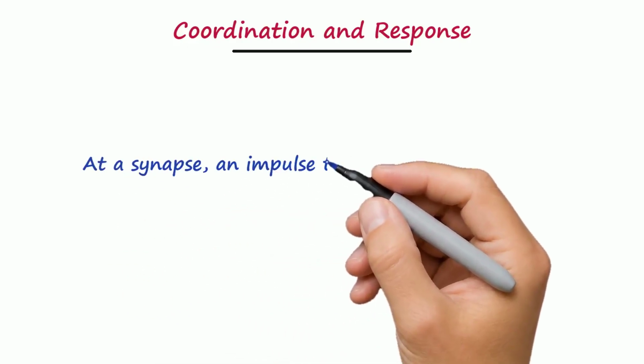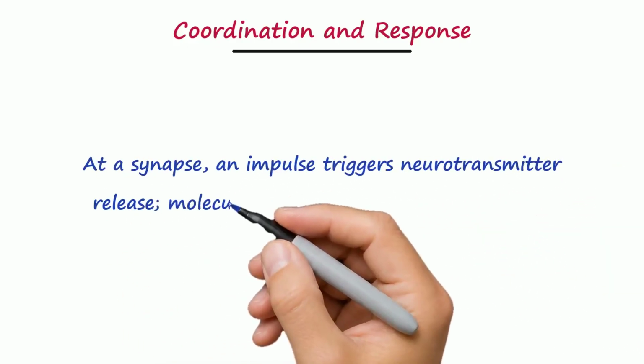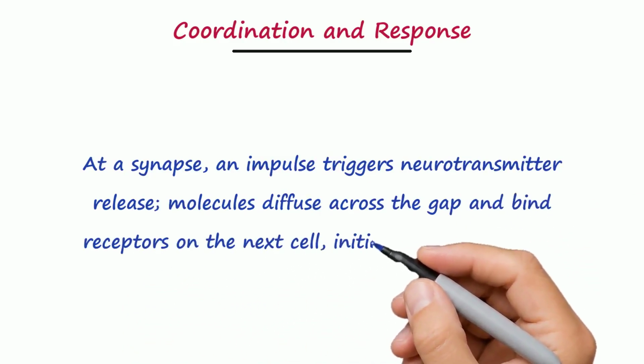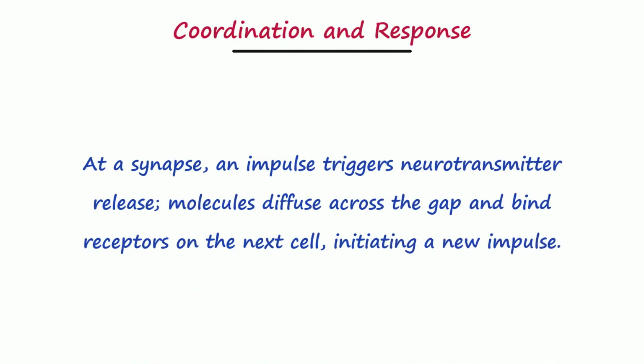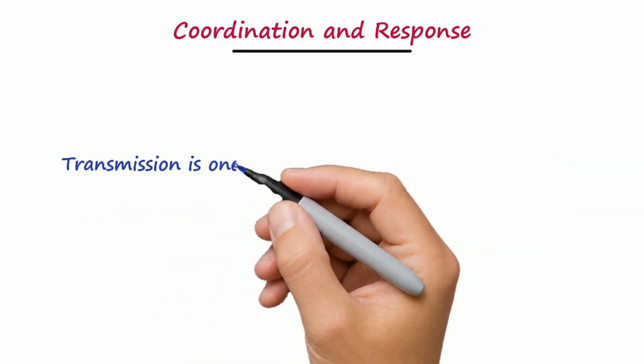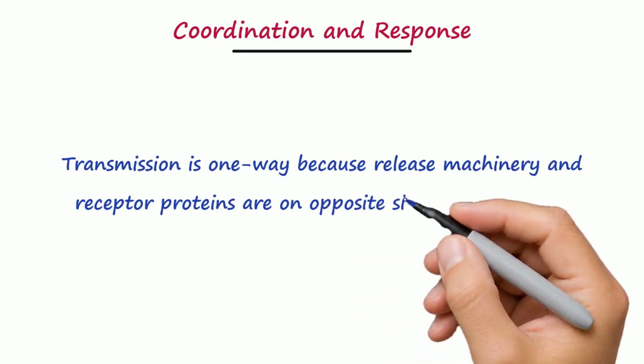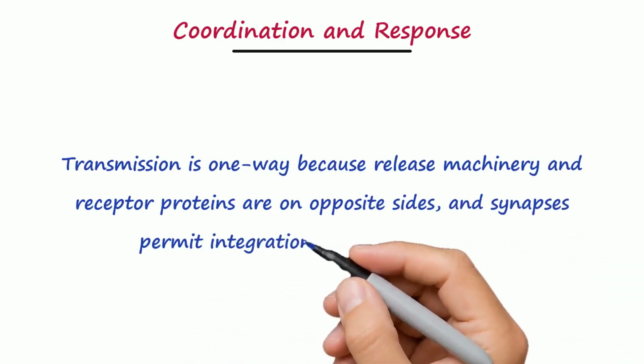At a synapse, an impulse triggers neurotransmitter release. Molecules diffuse across the gap and bind receptors on the next cell, initiating a new impulse. Transmission is one way because release machinery and receptor proteins are on opposite sides, and synapses permit integration but introduce delay.